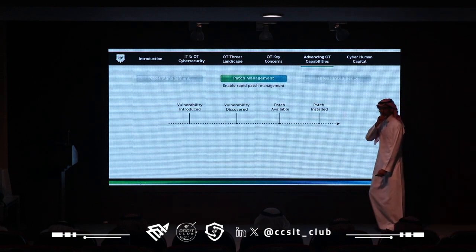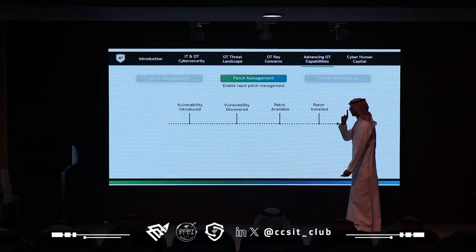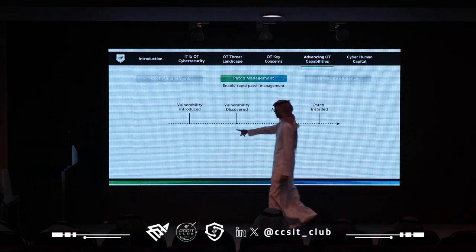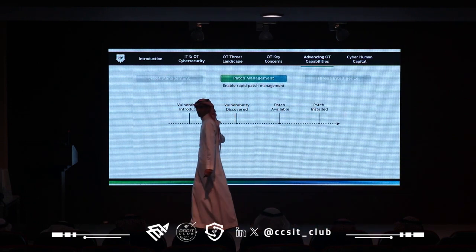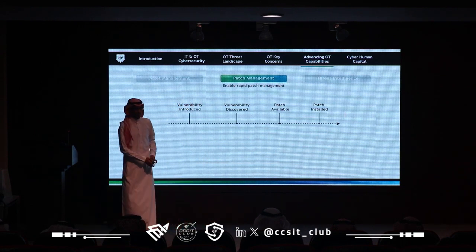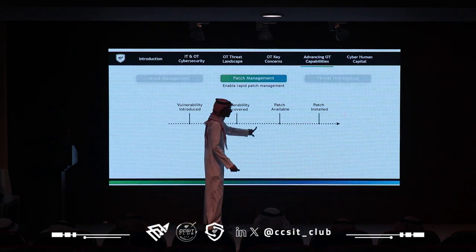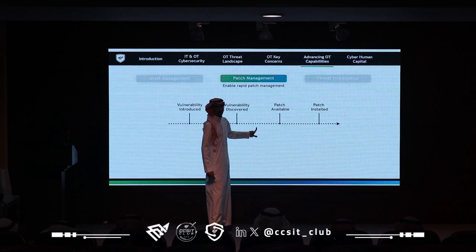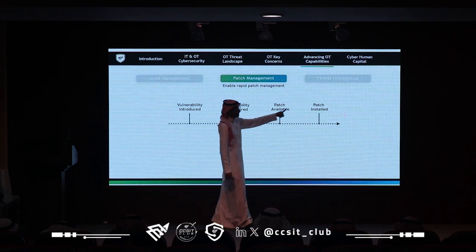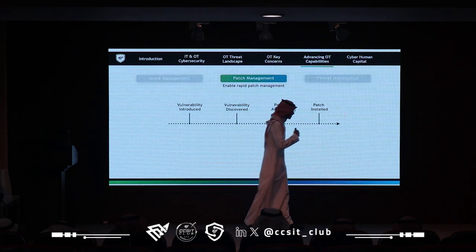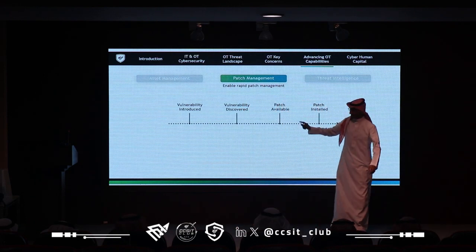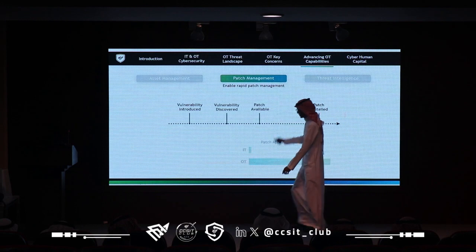Where do you think the difference would come between IT and OT? We have 3 answers. Who would say it's in this one? Raise your hand. Nobody. Who would say it's in this one? We have a few. Who would say it's in this one? You are, and we are all right. But the last one is the most accurate. Why?